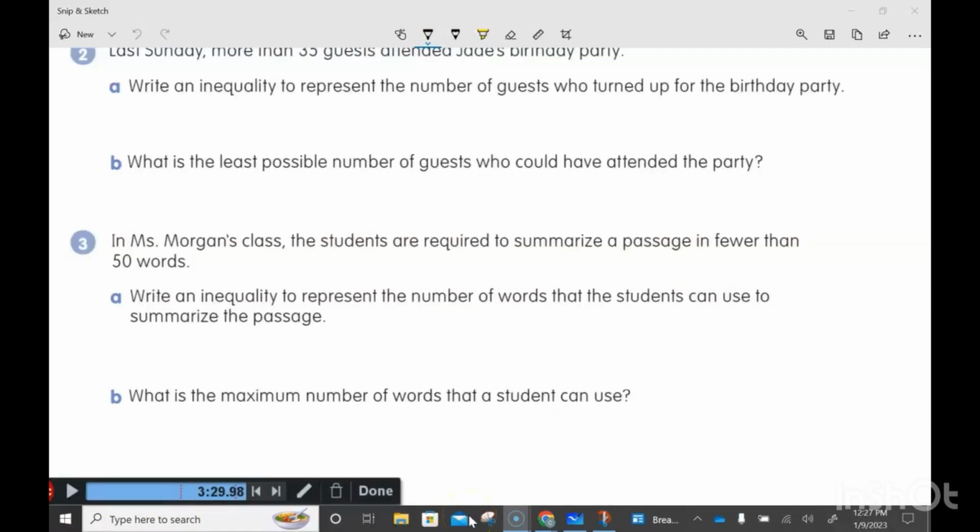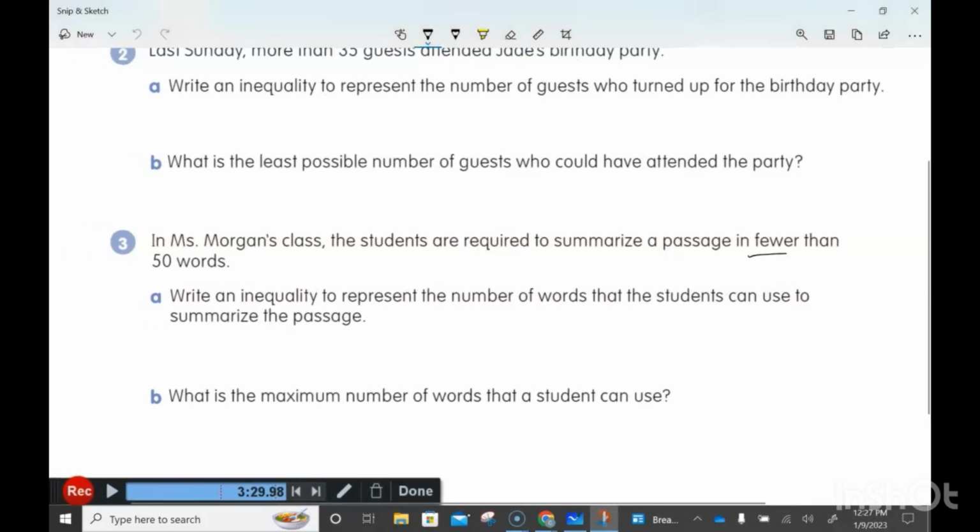Now let's jump down to number 3 on page 94. It says, in Miss Morgan's class, the students are required to summarize a passage in fewer than 50 words. Now, understand that it says fewer. It doesn't say 50 words or fewer. It just says fewer than 50 words here. So it says, write an inequality to represent the number of words that the students can use to summarize the passage.